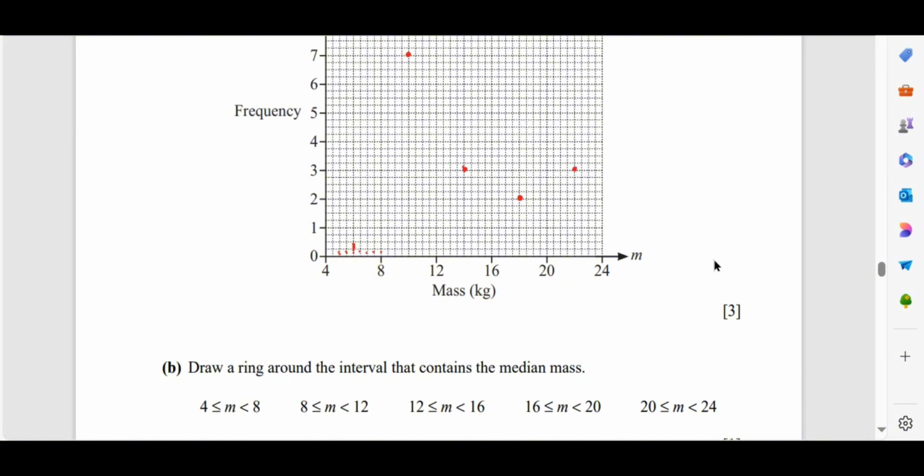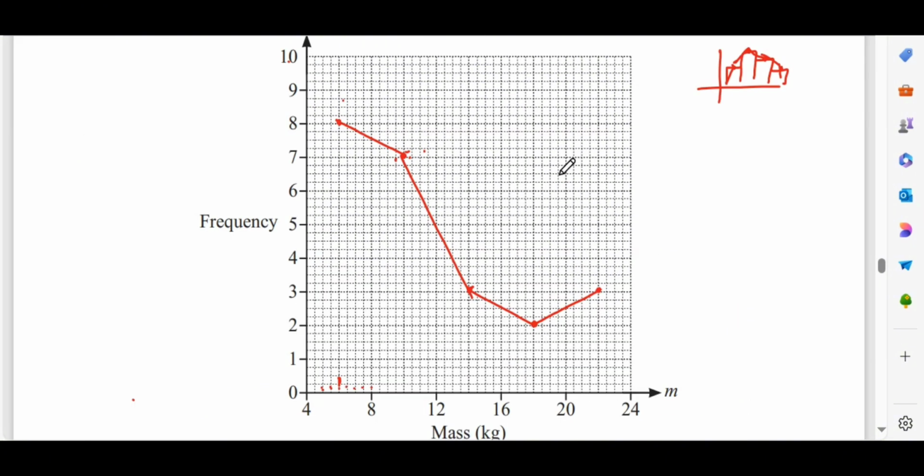Okay, so with our straight ruler, we can join all these points. So let's do that. When you use your straight ruler to join the points, this is what you are left with. All right, so let's move to the next thing.